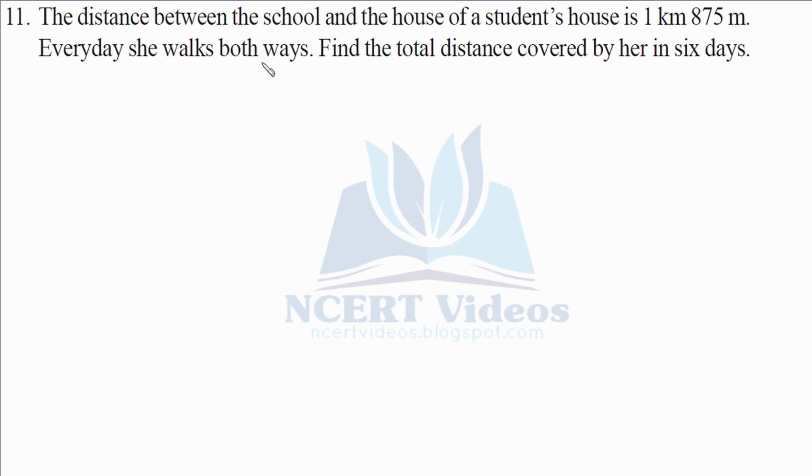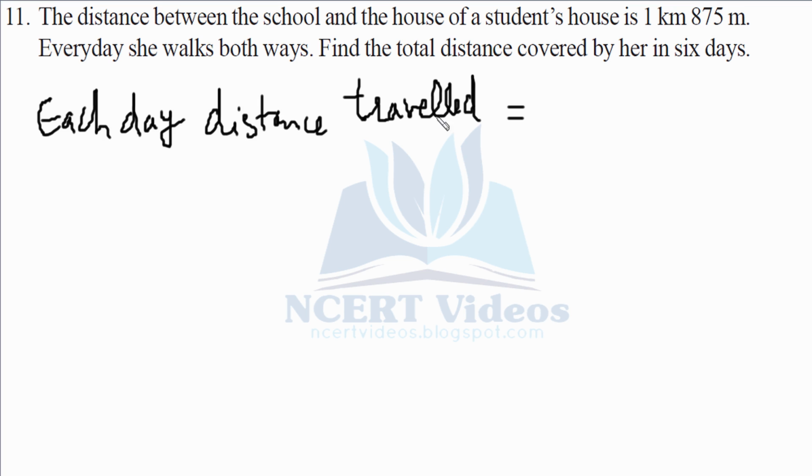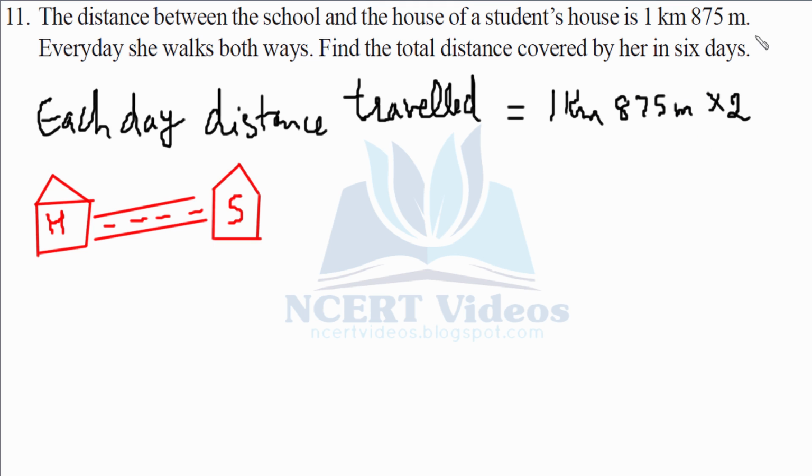11. Distance between school and the house of a student is this much. Every day she walks both ways. That is, she goes and then comes back again. So we have to find total distance she traveled in 6 days. So each day distance is 1 kilometer 875 into 2. We will multiply it by 2. Why? Because it can be easily seen from this diagram. House to school distance is 1 kilometer 875 meters, or you can also say 1.875 kilometers.